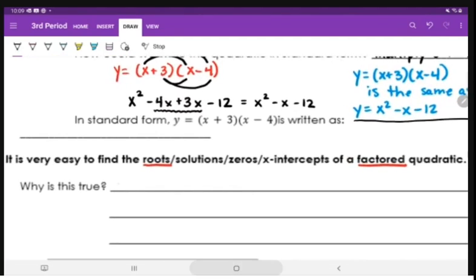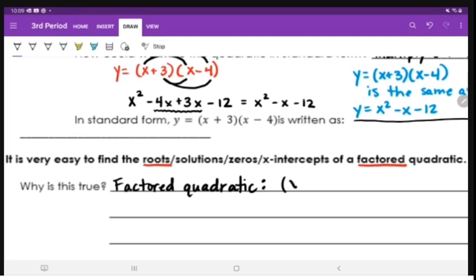So a factored quadratic, you're going to want this in your notes. A factored quadratic looks like this. Hold on, let me make some more space here. We're going to do y equals x plus 3 times x minus 4. This is just the example of the factored quadratic that we're using.